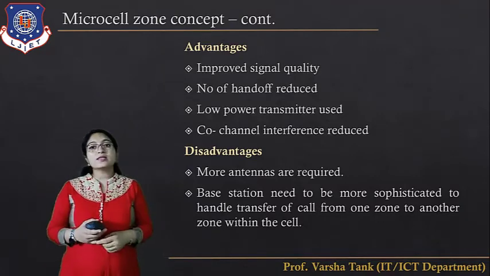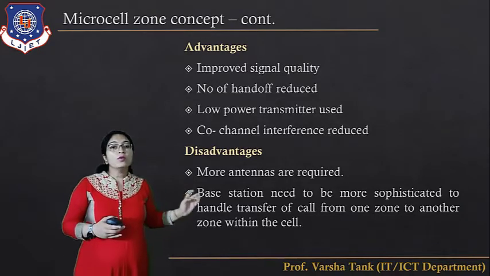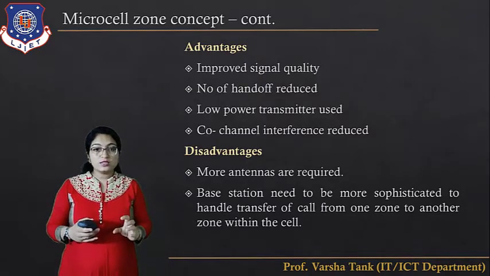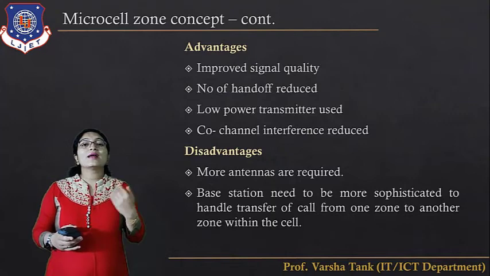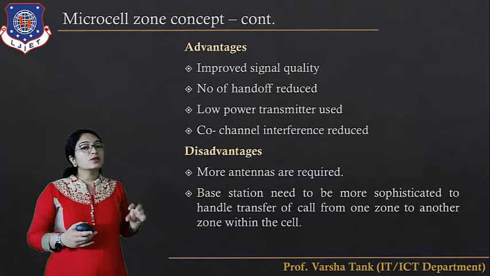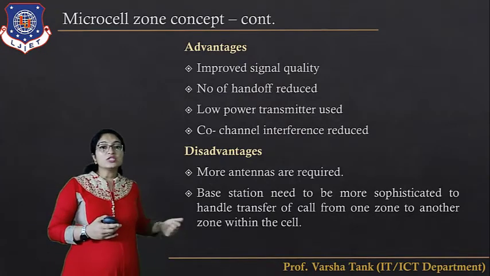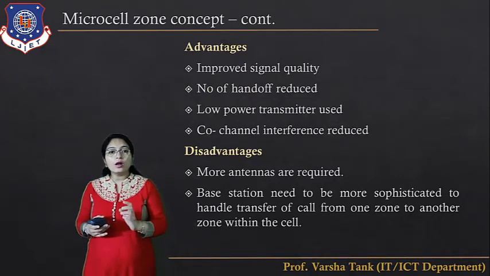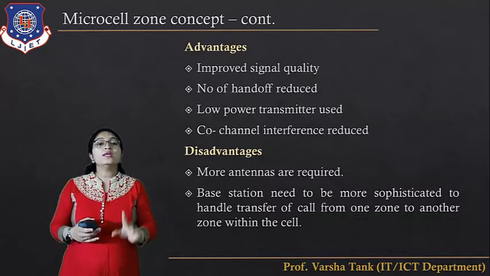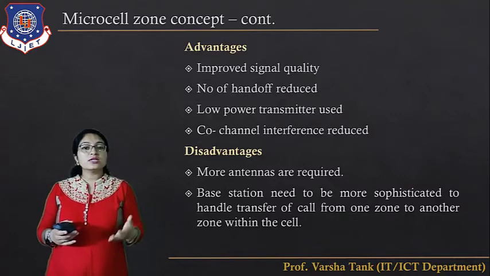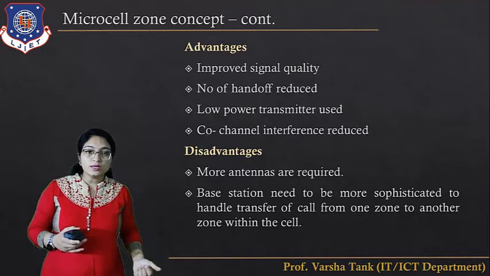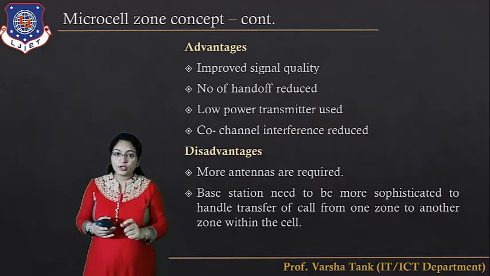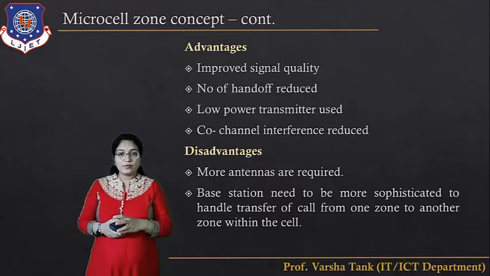Now, what are the disadvantages of the microcell zone concept? More antennas are required. Why? Because we are dividing the cell into zones. For each zone we require more antennas, but we are using the same frequency channel. The base station needs to be more sophisticated to handle the transfer of a call from one zone to another within the cell. So when the mobile station moves from one zone to another, it will be the responsibility of the base station to maintain the quality of the signal without interference.